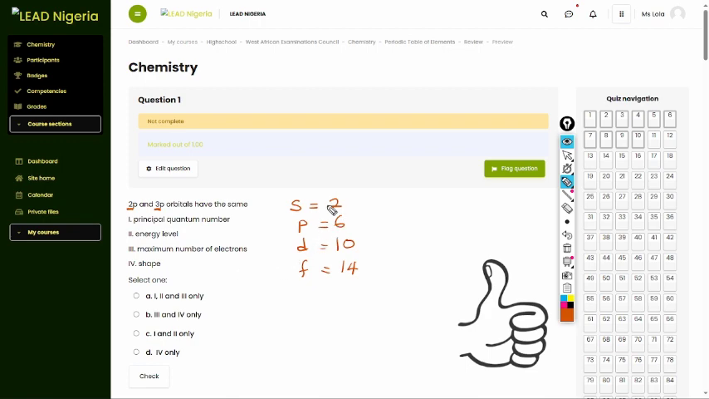Then the shape. Each of the suborbitals have unique shapes. The s orbital, for instance, has a spherical shape. The p orbital has 2 lobes that look like a dumbbell, like this. So they both have the p suborbitals. This means they will both have the same shape, the dumbbell shape here. So they both have the same maximum number of electrons and they both have the same shape. That means the correct answer is B. So we'll go with B.